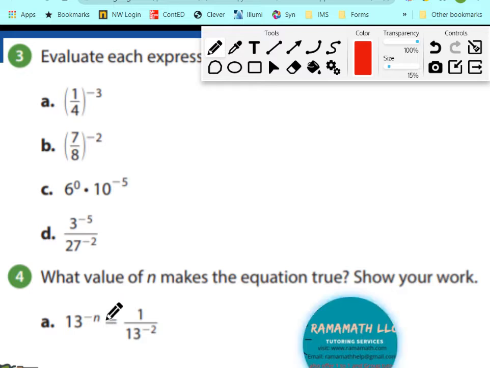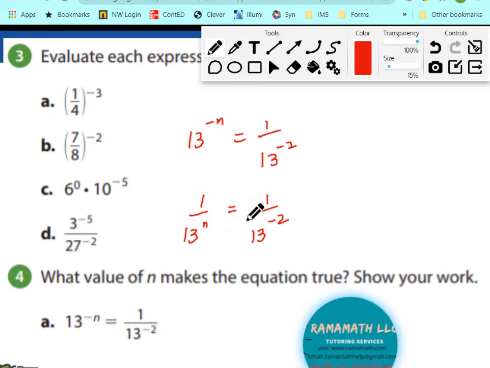N. So what two ways can you do? What is the question given? Eyes on the screen, everyone. 13 to the negative n equals 1 over 13 to the negative 2, right? So I'm going to bring this 13 to the negative n into the denominator. Watch what happens. I'm going to bring this down. The negative becomes positive. And then this is 13 to the negative 2.